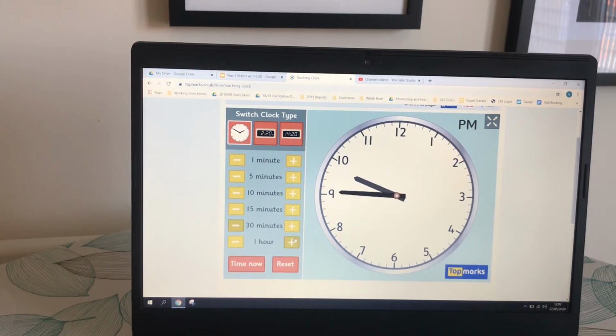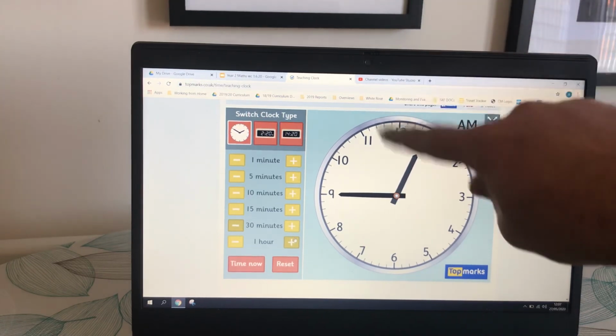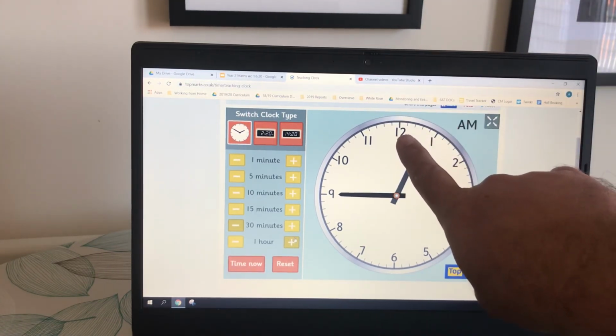Quarter to 10. Quarter to 11. Quarter to 12. Quarter to 1.